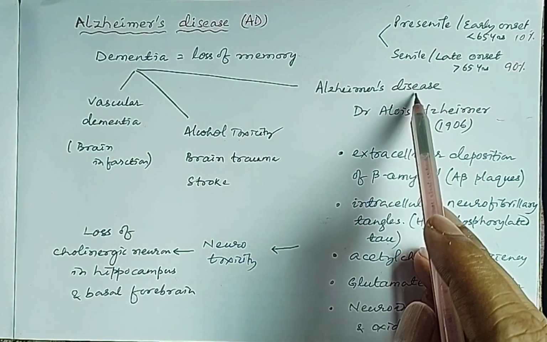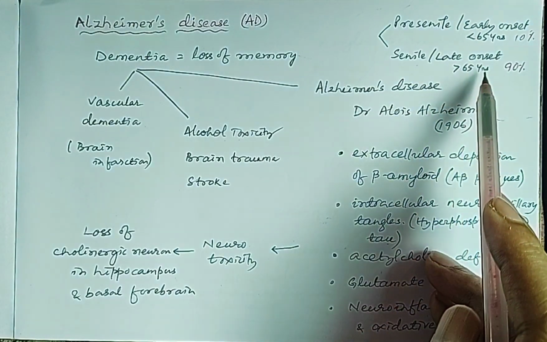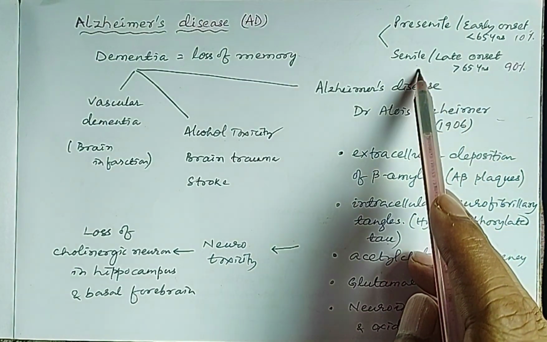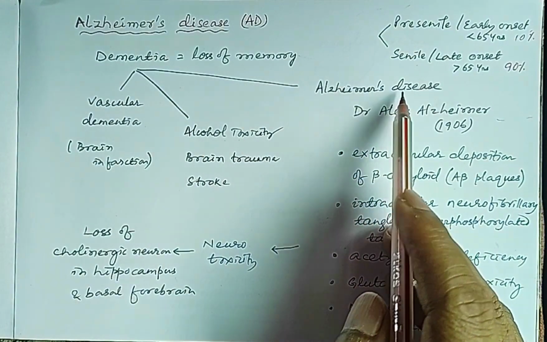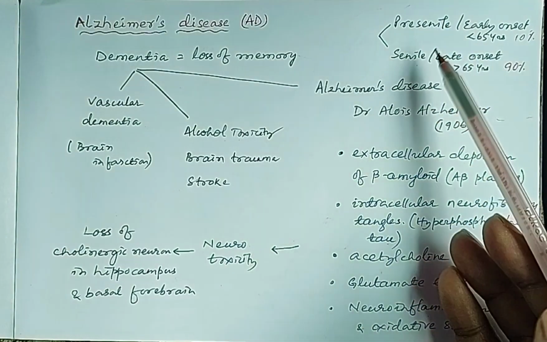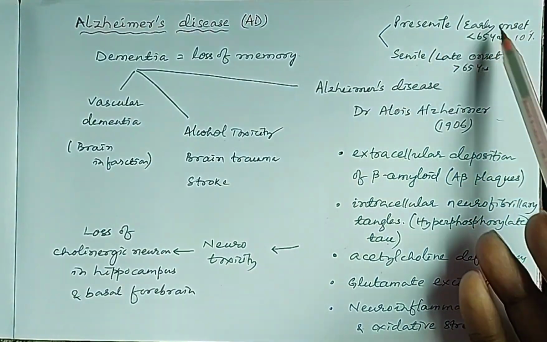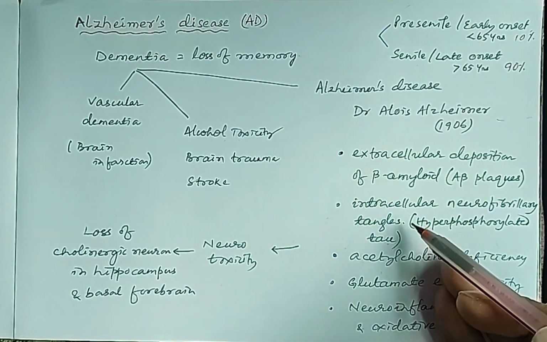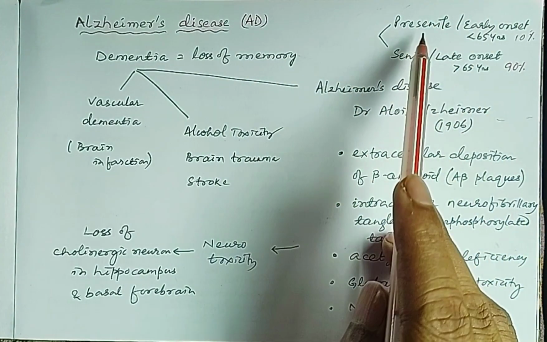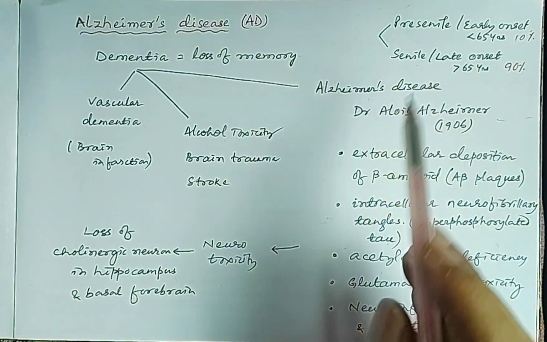Initially this Alzheimer's disease was called senile or late onset, which is when the age of the patient is more than 65 years, then it is called senile dementia, and it was usually called Alzheimer's disease. But later on it was identified that both pre-senile, before 65 years of age or early onset, and senile, in both the cases the features are the same. So later on this classification of dementia into pre-senile and senile to link to Alzheimer's is no more there.